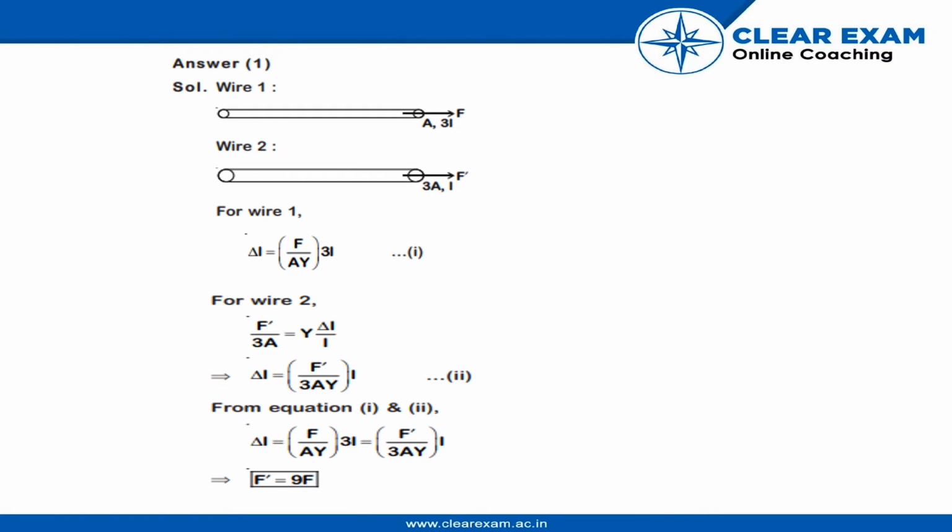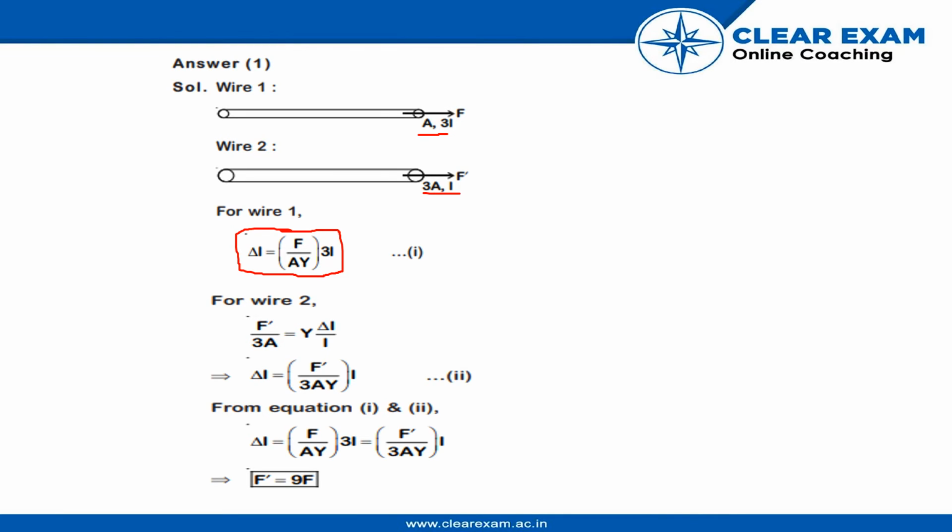So wire 1 has area A and length 3L, and wire 2 has area 3A and length L. So we just need to use the formula for Young's modulus and put the values there. By the formula of Young's modulus, we can say that delta L, that is the change in the length, is equal to F divided by A into 3L.